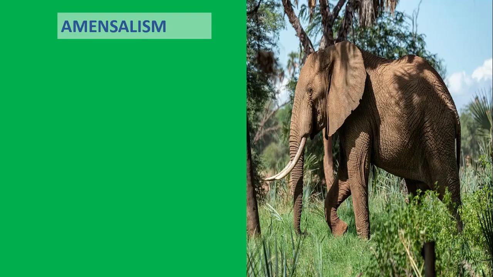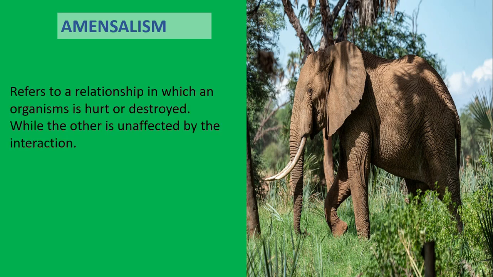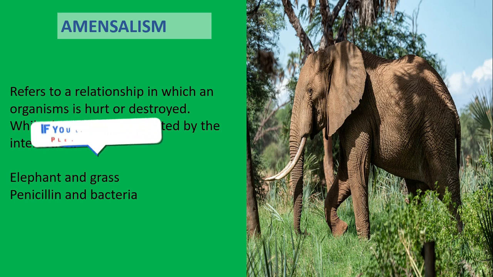This is not for your CXC syllabus, but one might need to talk about Amensalism. This refers to a relationship in which an organism is hurt or destroyed while the other is unaffected by the interaction. So here we're seeing the elephant moving about in the grass, pretty much not a bother to the elephant, but the grass is being trampled. We could look at penicillin and bacteria. The penicillin pretty much damages the bacteria, but the penicillin itself is not harmed or affected in any way. Penicillin here comes from a fungus.